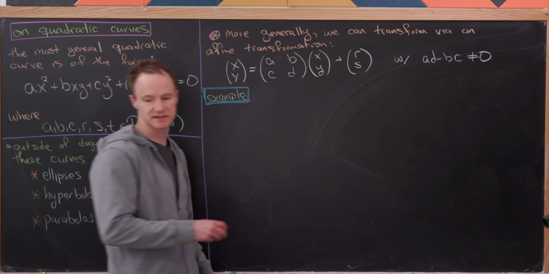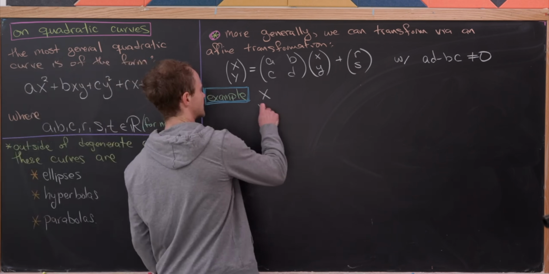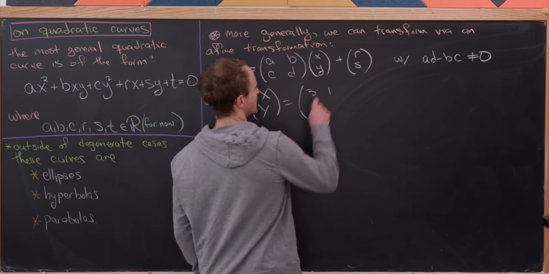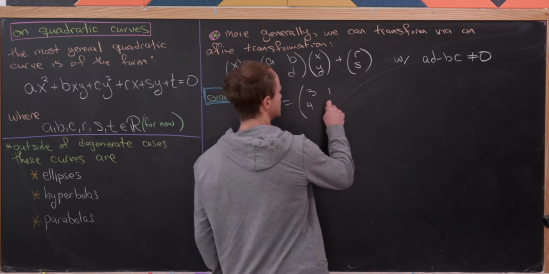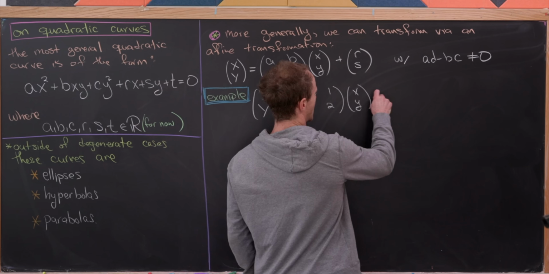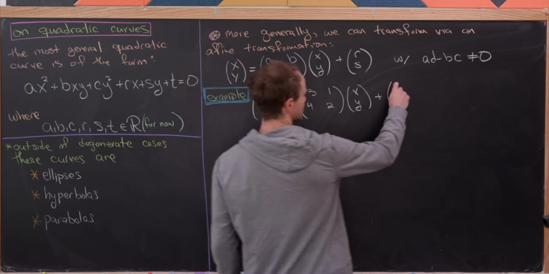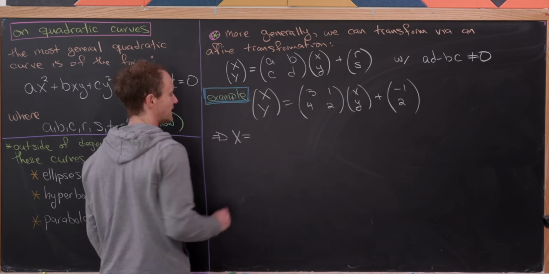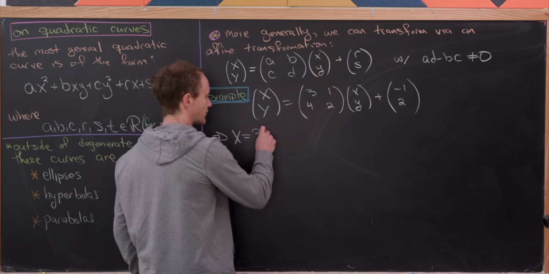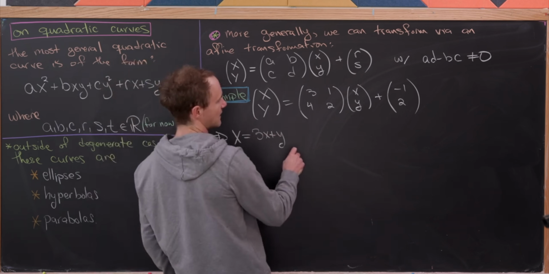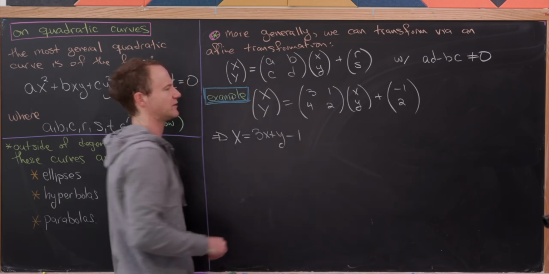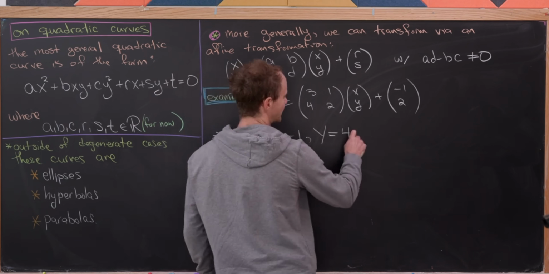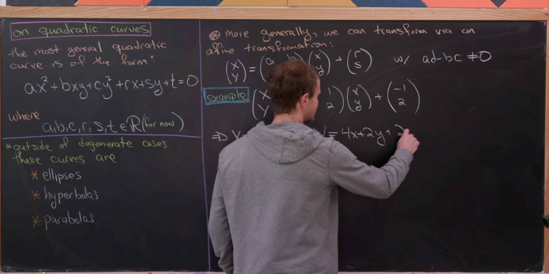Anyway, we want to transform these three very nice quadratic curves into things that aren't so nice. So let's say we have the following transformation. Vector capital X, capital Y is the matrix 3, 1, 4, 2 times little x, little y plus the vector -1, 2. Now multiplying this out shouldn't be too bad. Capital X will be 3x plus y minus 1, just by doing standard matrix-vector multiplication. And capital Y will be 4x plus 2y plus 2.